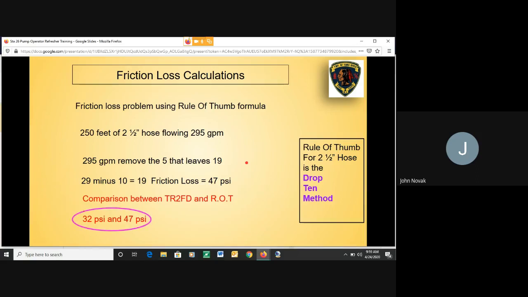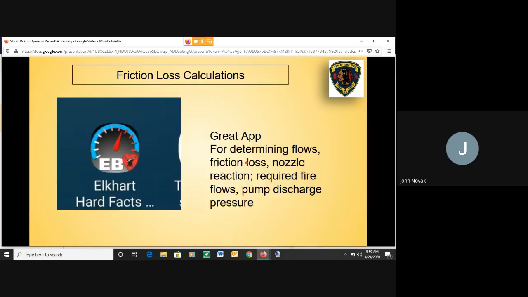All right, so Elkhart Brass, if you go on your phone, you can go into their app. They've got a great app for nozzle reaction, fire flow, pump discharge pressure, friction loss, that type of thing. That's what it looks like when you download the app. It's free. It's a great resource.